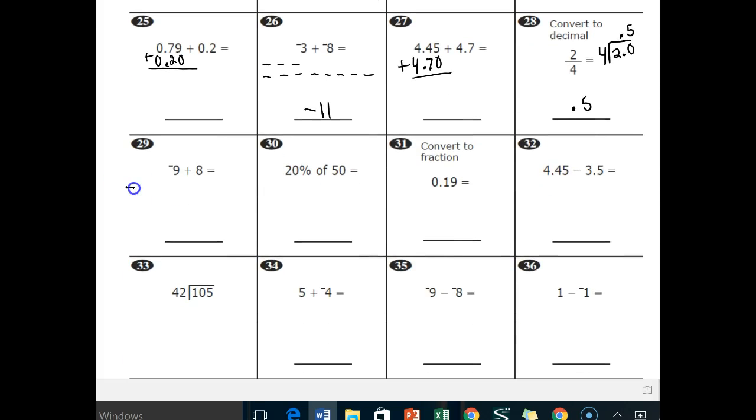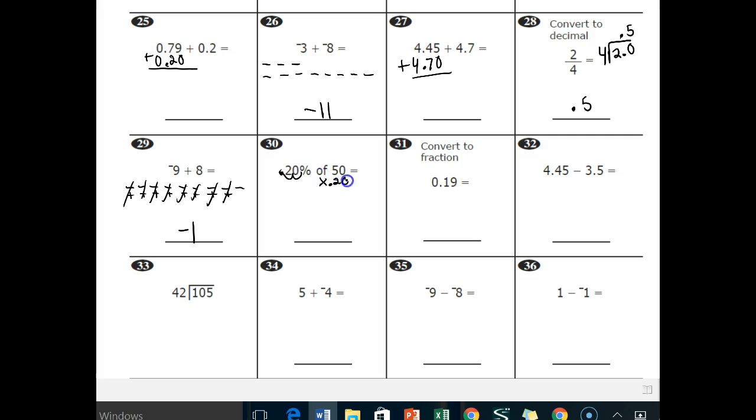For number 29, 9 negatives and 8 positives. Put them right underneath the negatives so you can figure out which ones cancel out. And all of these cancel out. I'm left with 1 negative sign, which means my answer is -1. Number 30, remember we change this to a decimal and then we multiply.